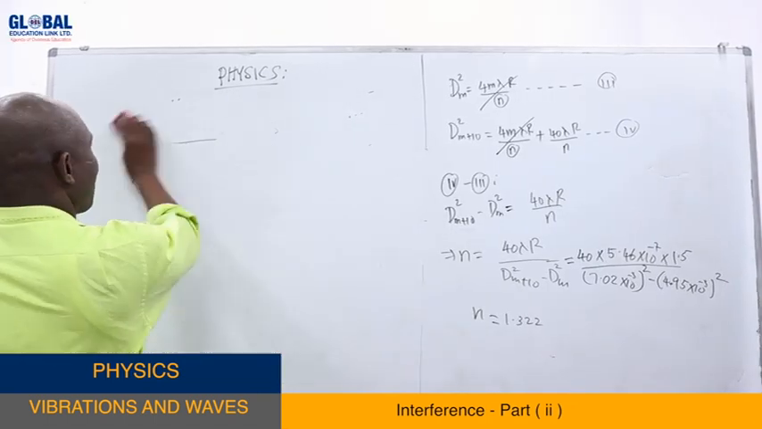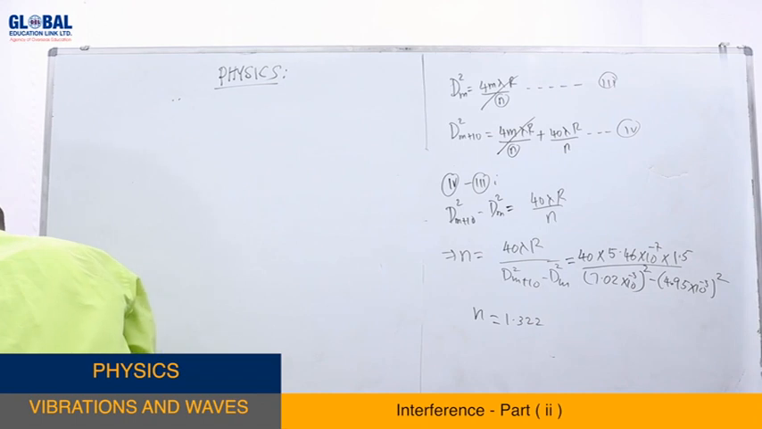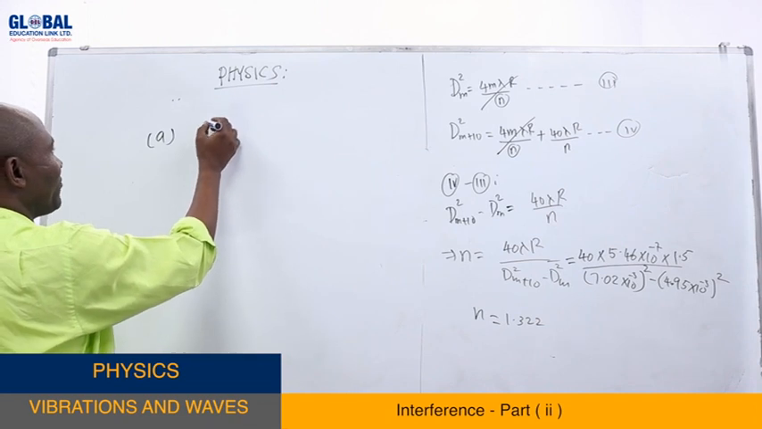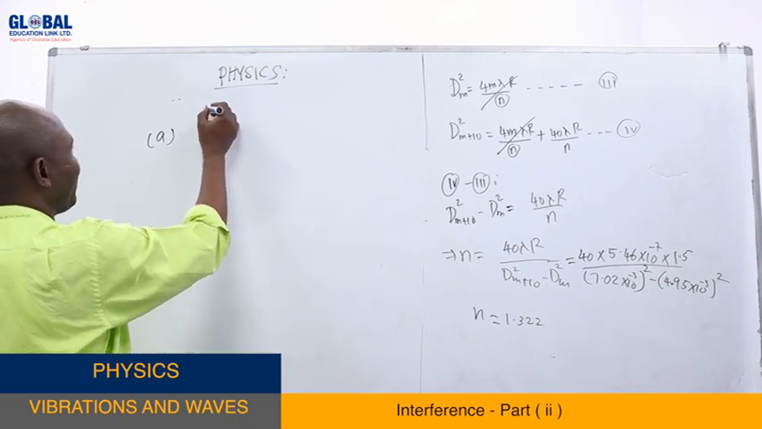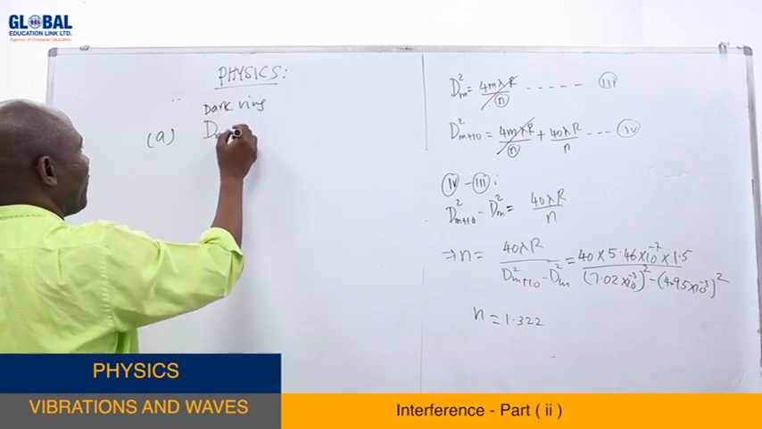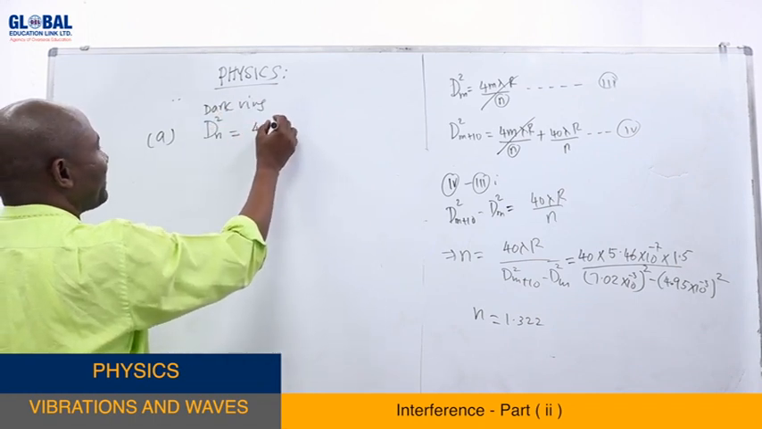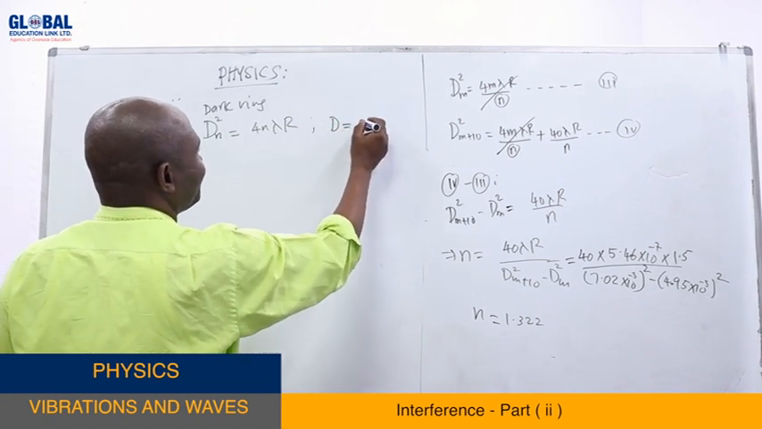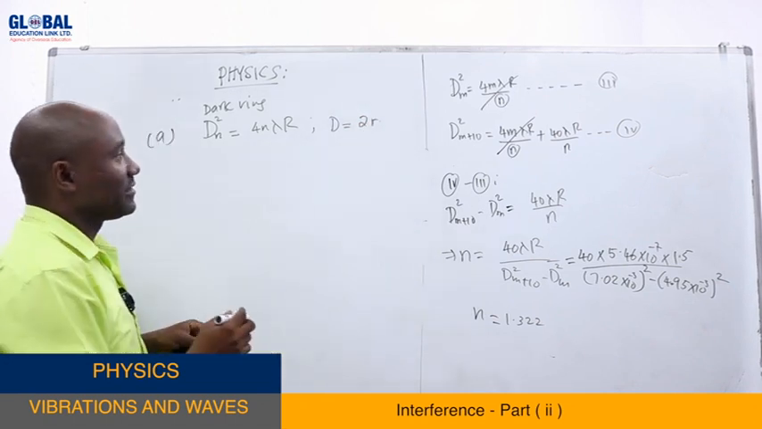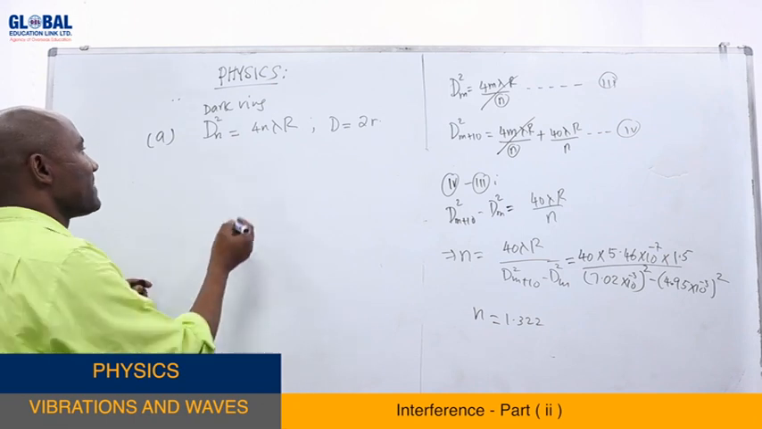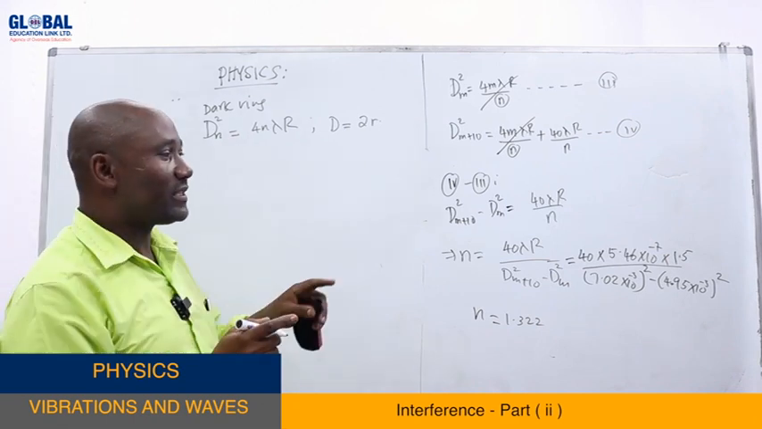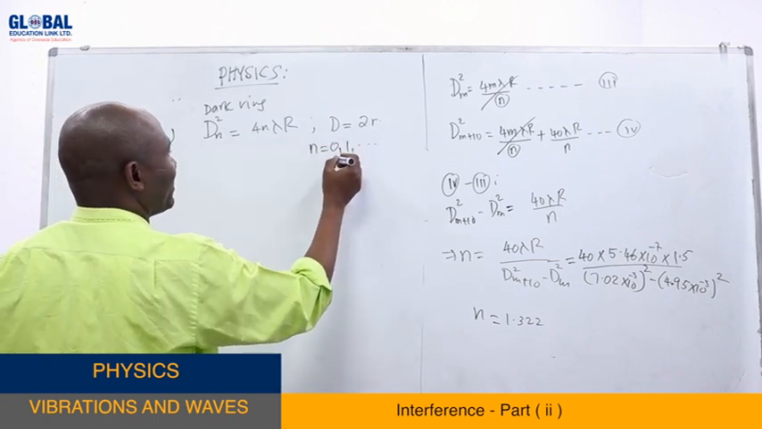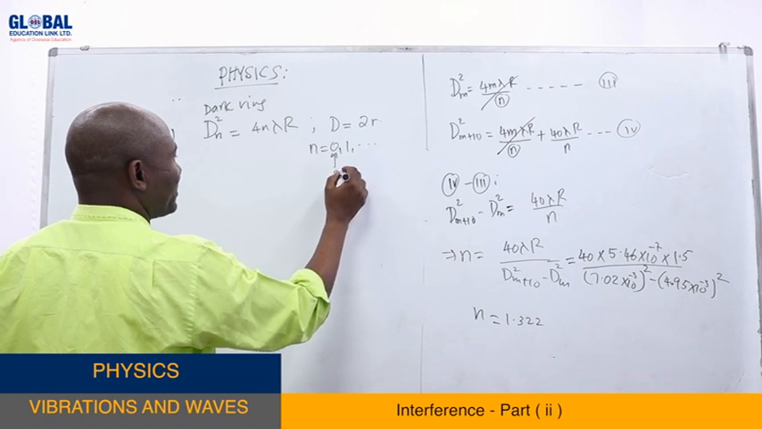So for the formula for finding the radius, it's better you find the diameter first. I'm giving you the hints. Where do you start? We know for the dark ring, the formula equals 4n lambda r. If you know the diameter, then you can find the radius, because the diameter is 2r. You can take the values divided by 2. Now, because we are talking about the dark ring, we know n starts from 0, 1, and so on. This is giving us the central spot.